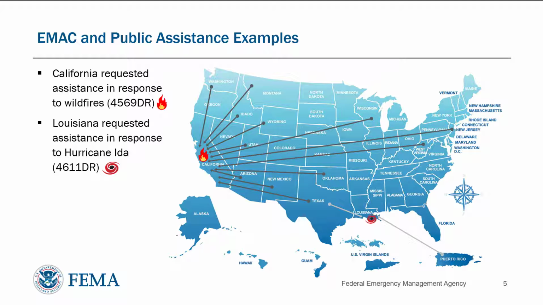On this slide, we have identified two EMAC project examples that have received PA funding. First, we have California. Here, states provided personnel, vehicles, and aircraft to assist California fighting wildfires in 2020. In this project, FEMA provided PA funding to California as the requesting entity, while the other states were the providing entities. Then, in Louisiana, Puerto Rico and Texas provided personnel to assist Louisiana with search and rescue efforts in response to Hurricane Ida. In this case, Louisiana was the requesting entity that FEMA provided PA funding to.